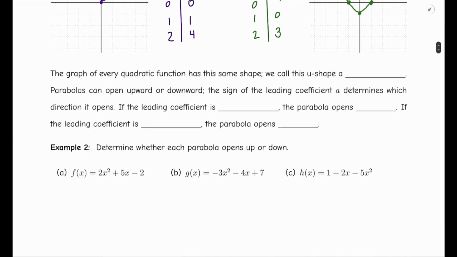The graph of every quadratic function has the same shape. We call this U shape a parabola. Parabolas can open upward or downward. The sign of the leading coefficient a determines which direction it opens. If the leading coefficient is positive, the parabola opens up. If the leading coefficient is negative, the parabola opens down.